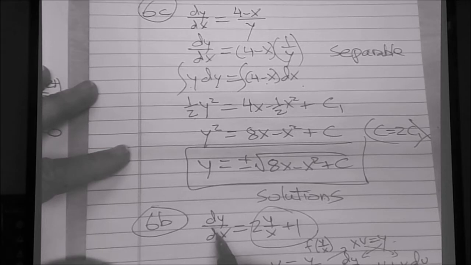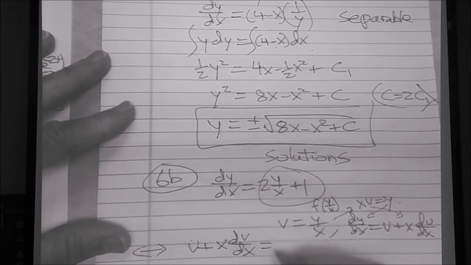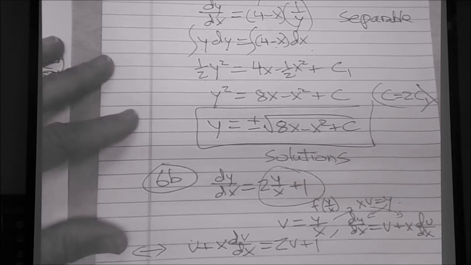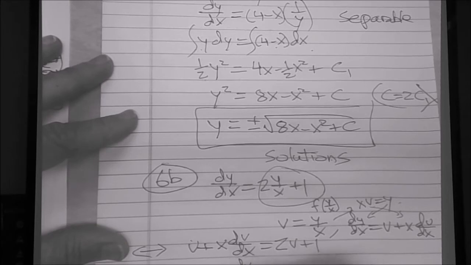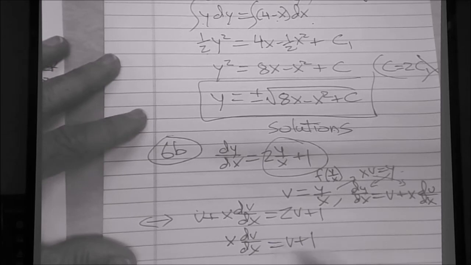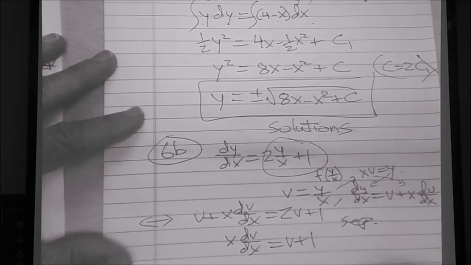So let's do that. dy/dx gets replaced by v plus x dv/dx on the left, and then 2 times v plus 1 on the right. Once you are able to do these separable equations, they're extremely important and they're fairly easy. Now I subtract v from each side. I've got x dv/dx equals v plus 1. And see, it's separable. That's the purpose. Make the substitution, you always get a separable equation. So you look for that after you apply this substitution.